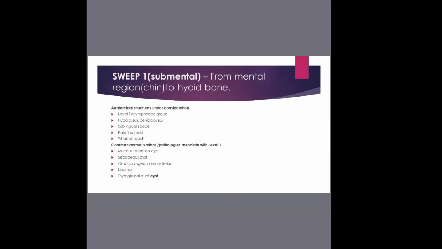So if you look at the presentation there, the anatomic structure under consideration is the level 1A lymph node, which is the one at the submental region. It sits just adjacent to the anterior belly of the digastric muscles. Then around that same level 1, you also see the hyoglossus and the genioglossus. Those are all tongue muscles. And then the sublingual space, the palatine tonsil, and the Wharton duct. That's for sweep 1.